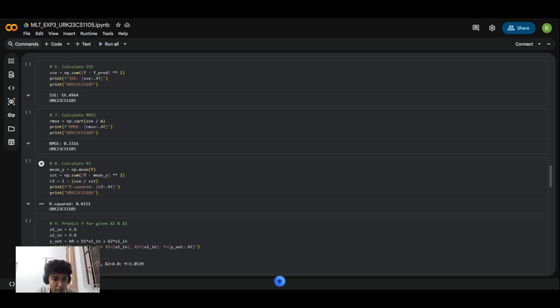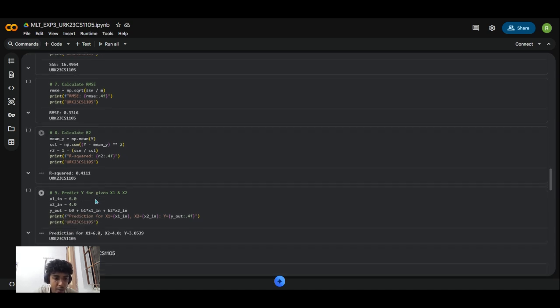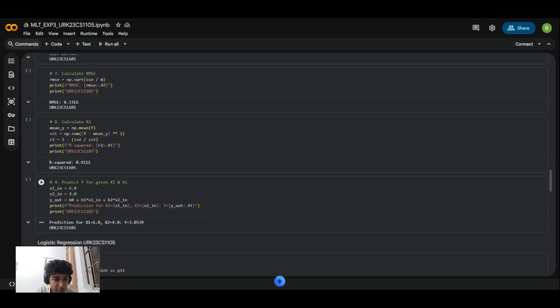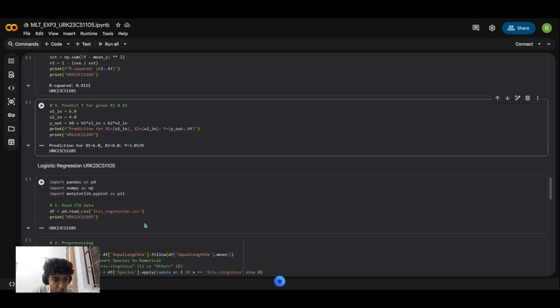It is 0.4111, so 41 percent of the variation is explained by the model. Then question 9 is prediction: x1 is 6, x2 is 4, and y is 3.0539. So the meaning is that the predicted sepal width is 3.0539.